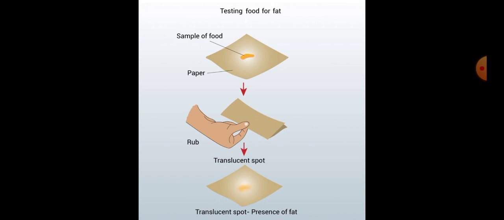The first step you need to do is put some chips in the white paper / butter paper. You can use any normal paper or butter paper. Fold the paper and crush it. There will be oily patches seen on the butter paper. Oily patches indicates presence of fats.